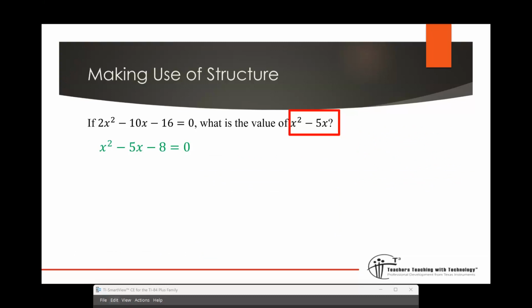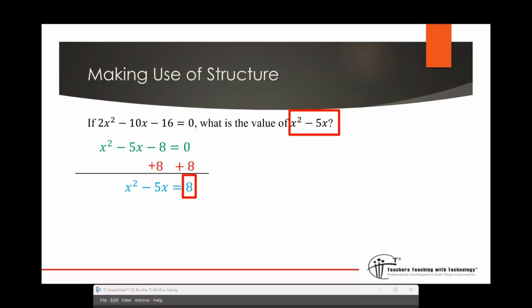And now we see that common structure in there. And remember, we're not trying to find out what x is. We're trying to find out what x squared minus 5x is. And so we have x squared minus 5x in front of us. And if we just bump that 8 over, that's the value of 8.